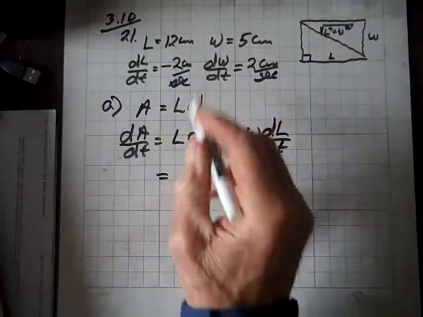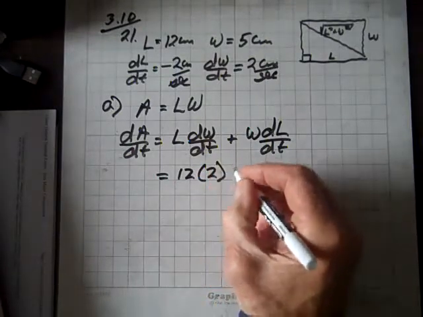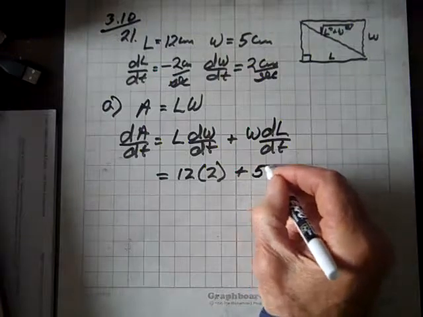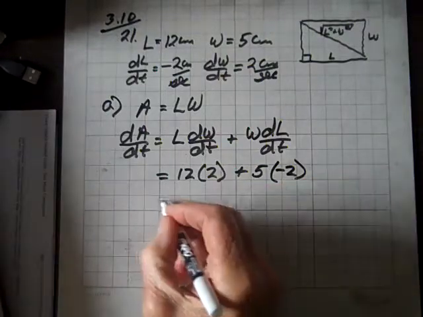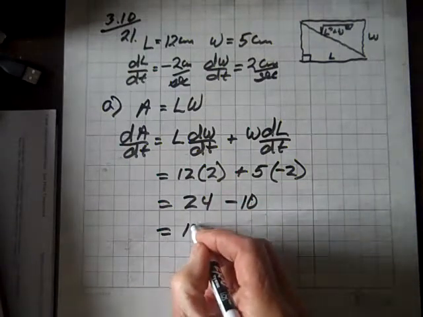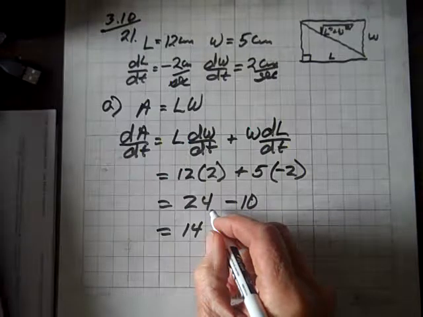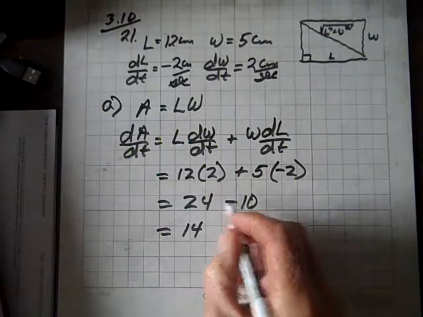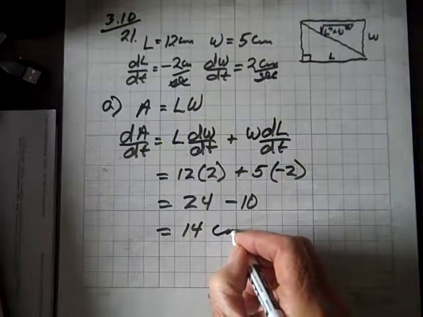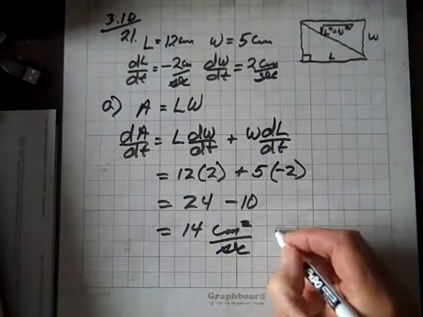Now we'll substitute our known values, and L is 12, and dW/dt is 2, plus W is 5, and dL/dt is -2, so that's going to be 24 minus 10, which equals 14, and that's going to be centimeters squared per second, and that's increasing.